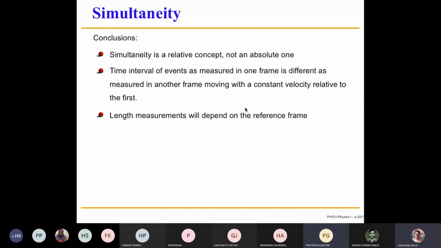Okay. So I end the lecture here. Tomorrow we will write down the transformation equations, and then we will see the consequences it leads to in terms of the frame dependence of the time interval of events and length measurement.